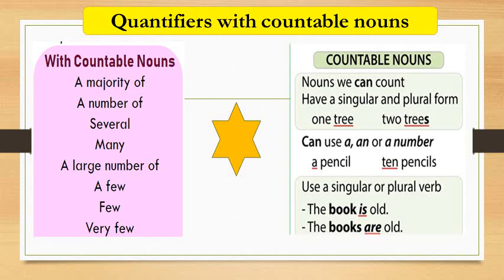Quantifiers with countable nouns. Countable nouns are nouns that we can count. One tree, two trees, a pencil, ten pencils. The book, the books. Look, we can give them the plural form. Countable nouns can be given a plural form.